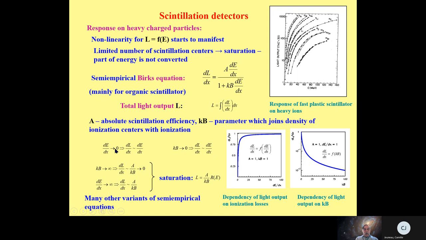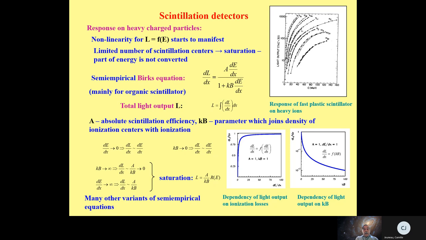If ionization is very small, near to zero, it is possible to see here that this part is very small, and you have a linear dependency on this ionization. That means the output is linearly dependent on ionization, and this is no problem. In this case, there is no saturation. It's clear because you have small ionization, and the number of centers which convert this ionization to scintillation light is enough, even if their density is very small, because the ionization is very small.